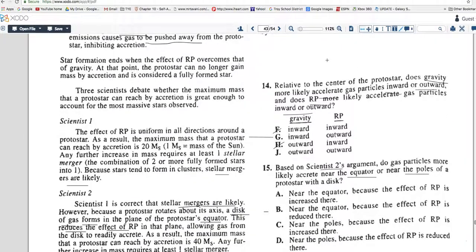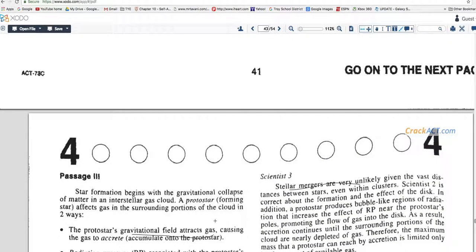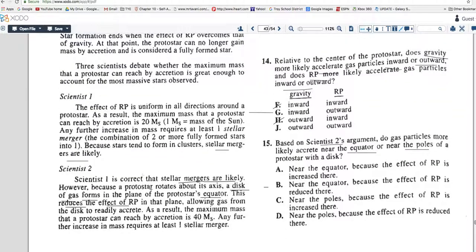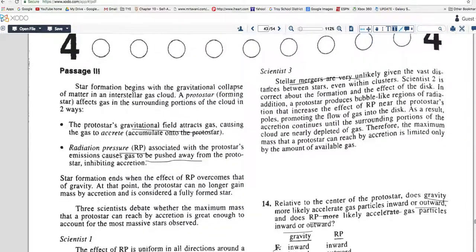Okay, now what else is different between all three of these? We did the stellar mergers. Now we have to go with the RP thing. Are they saying that the effect of RP is uniform in all directions around a protostar? Then scientist 2 says it gets reduced, and the gas forms a disk at the equator. Scientist 3 says what? It increases the effect of RP. So we have decreased effect, nothing about the effect, and then increased effect.